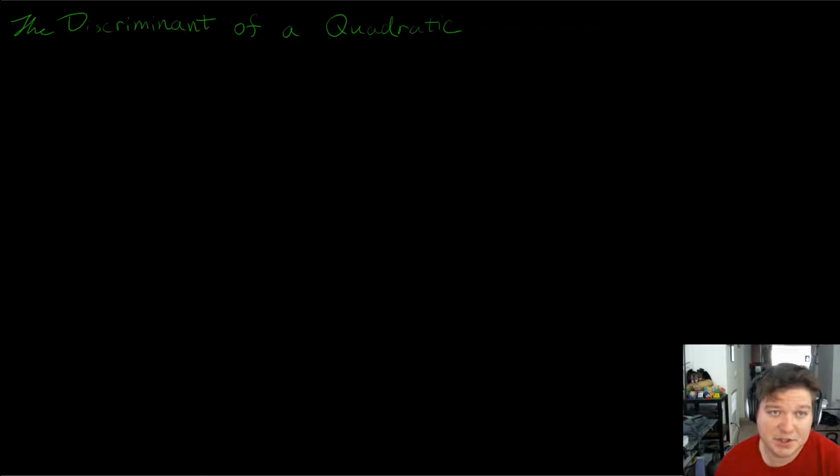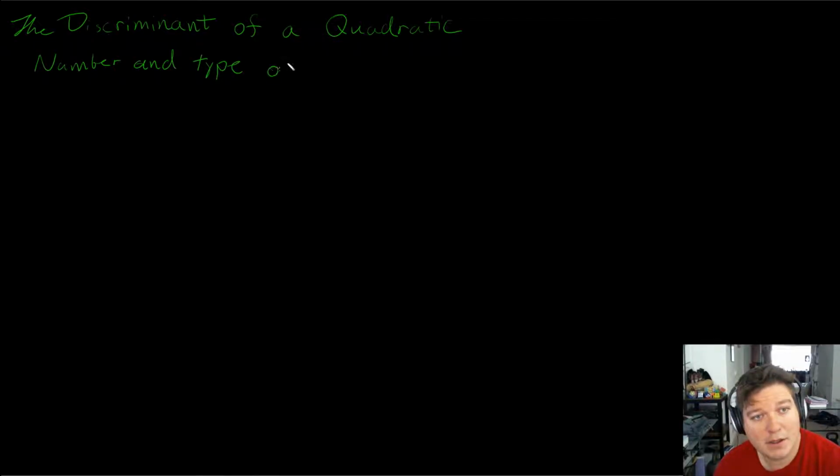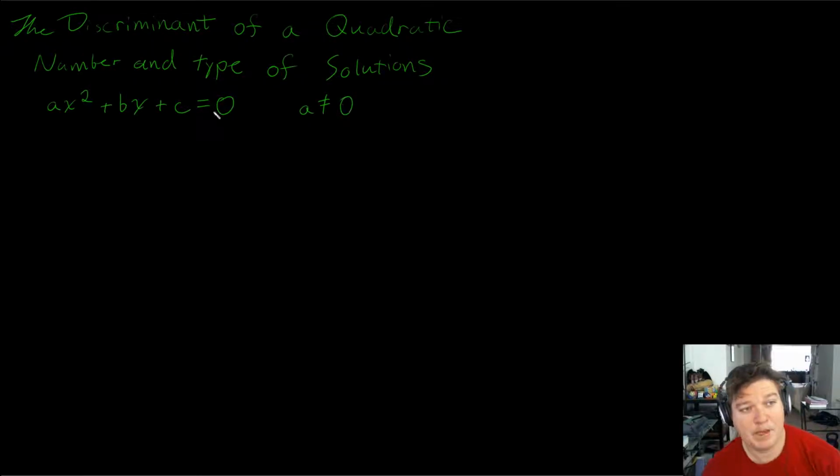To do this, we're just going to need to remember what we did in the last video, which is talking about quadratics and the quadratic formula. Then we'll be able to tell the number and type of solutions. Number and type of solutions for what? Well, for ax squared plus bx plus c equals 0. The only restriction we place on that is a is not 0. This is just your general quadratic. We're going to look at the number and types of solutions of it.